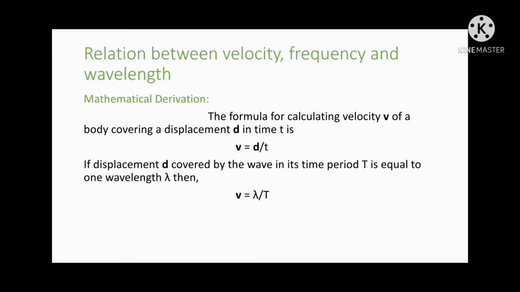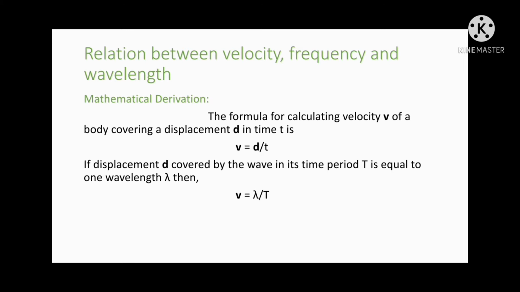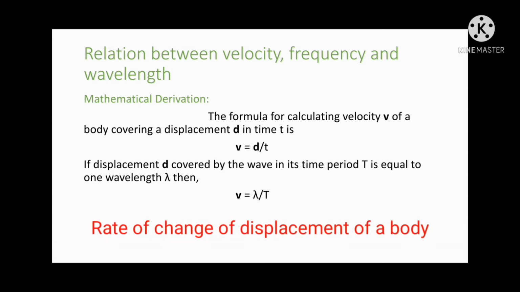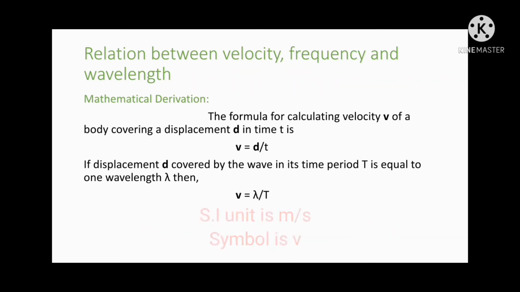Actually, our today's topic is the relation between velocity, frequency, and wavelength. But before we get into our discussion, I would like to discuss what velocity, frequency, and wavelength actually mean. Velocity can be defined as the rate of change of displacement of a body, or displacement covered per unit time. Its SI unit is meter per second and its symbol is V.